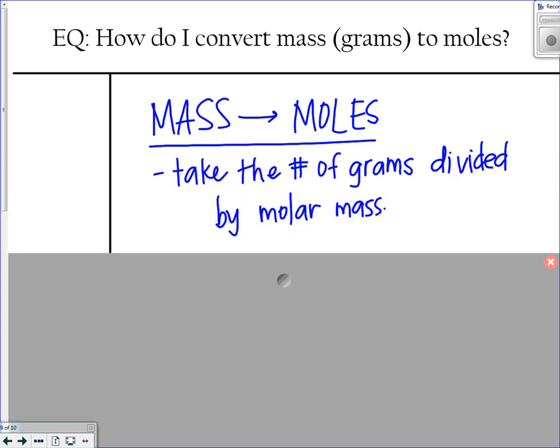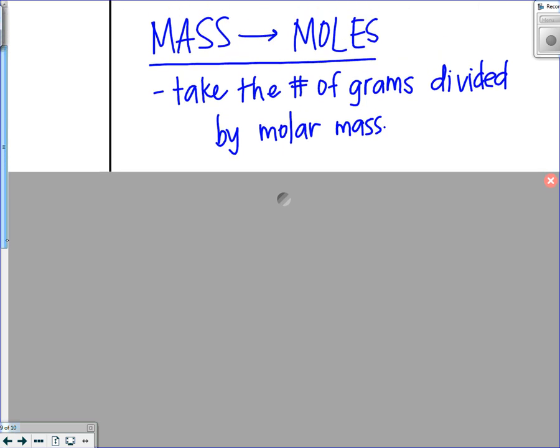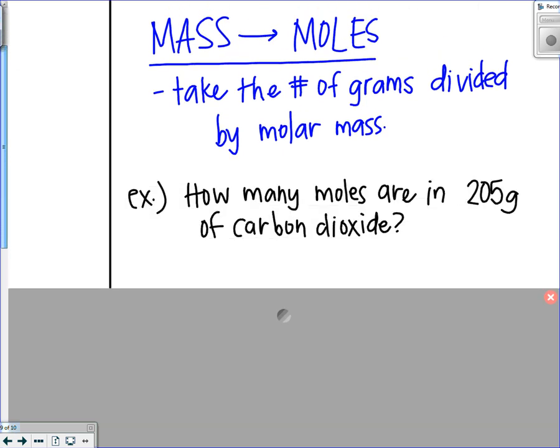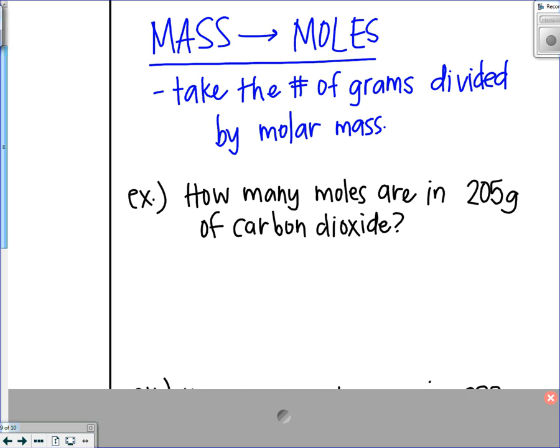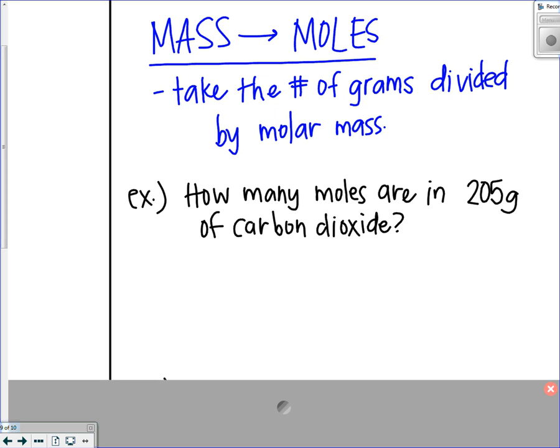And what you're going to do is take the number of grams that the problem gives you and divide it by the molar mass. So I'll give you some time right now. Please write down that blue how-to instructions and then take the time to write down this first black practice problem. So the problem says, how many moles are in 205 grams of carbon dioxide?